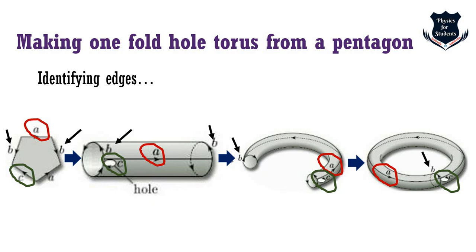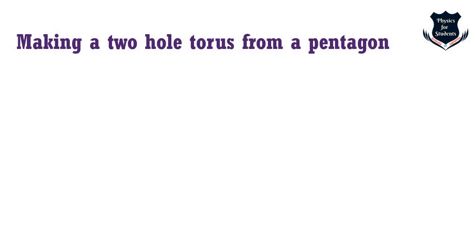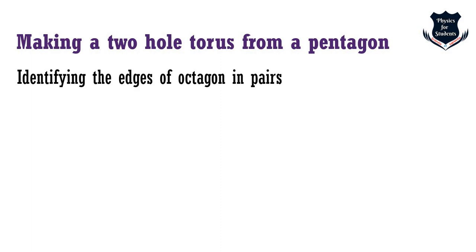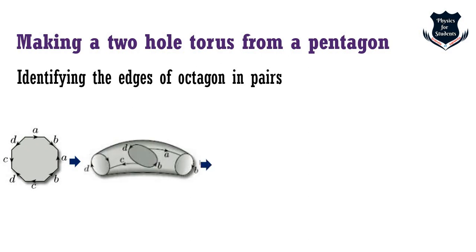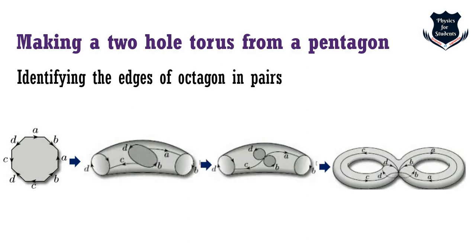This is one example where we have shown that we are making a one-fold torus from a pentagon. Now let us see an example where we make a two-hole torus from a pentagon. We are going to identify the edges of octagons in pairs as indicated by the labels and arrows here. Here is our pentagon, which will turn into this, and into this. The figure shows identifying, in the directions indicated with these arrows, the edges labeled A and C.